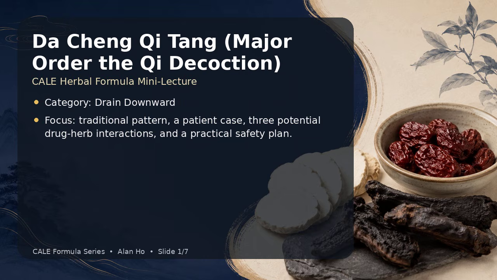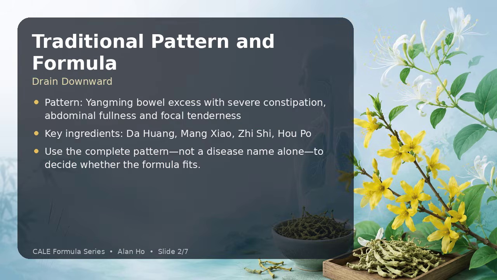The purpose is educational. Herbal formulas are selected by pattern, but medication safety still requires attention to pharmacology, dose, duration, and the individual patient. Traditionally, the Cheng Qi Tang is classified under drain downward. A representative pattern is Yangming bowel excess with severe constipation, abdominal fullness, and focal tenderness. Important ingredients include Da Huang, Mangzio, Jiaxi, Hupo.